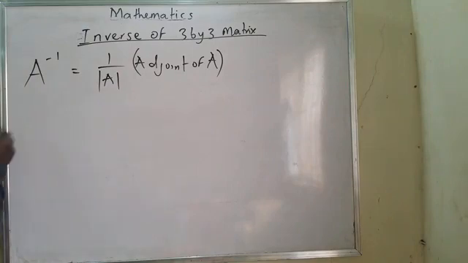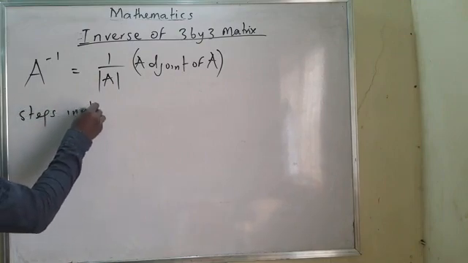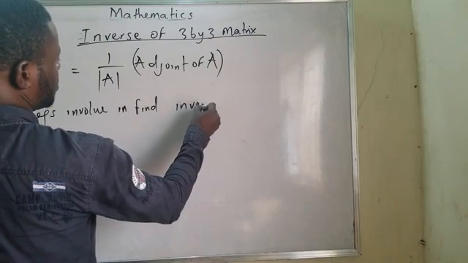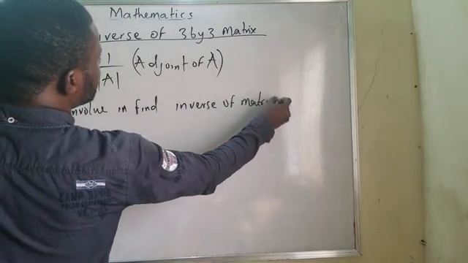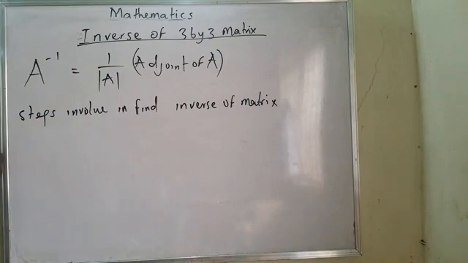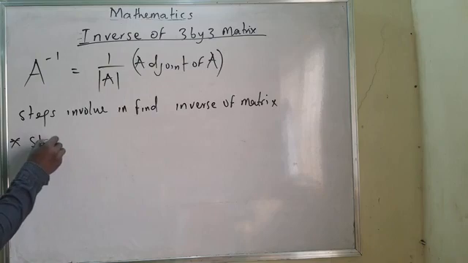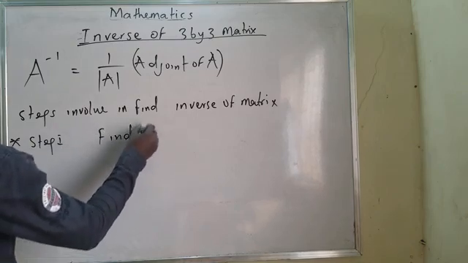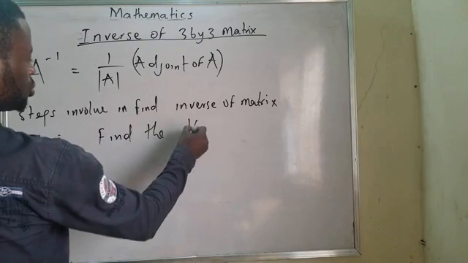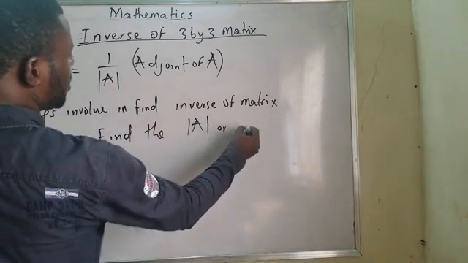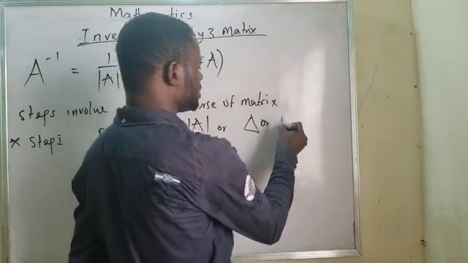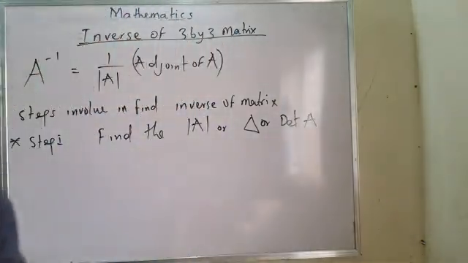Let me give you the steps involved in finding the inverse of a matrix. Please take note of these steps. Very, very important. Step 1: find the determinant. Some textbooks use a logo like this, which also means determinant, or you call it the determinant of A. Anyhow you call it, that is the determinant.